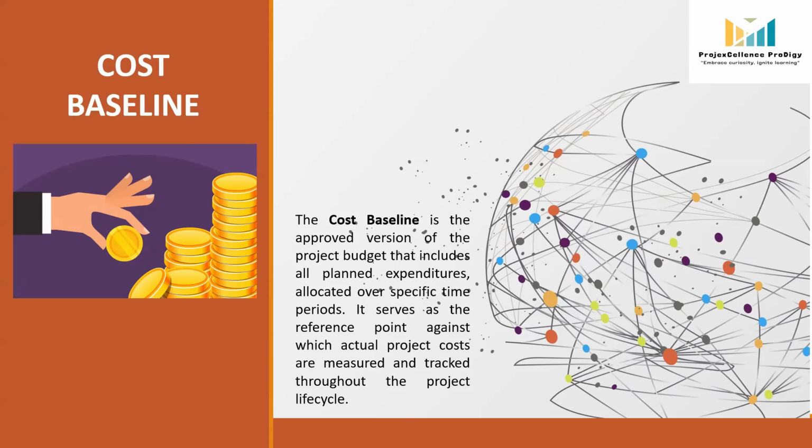Schedule baseline. This is the approved timeline showing when each project phase should be finished. So staying on schedule is crucial because delays can lead to the extra cost and changes to the project's scope. Cost baseline. This is the approved budget to complete the project. The cost baseline keeps spending in check. It helps track the expenses and ensures that funds are available as needed.